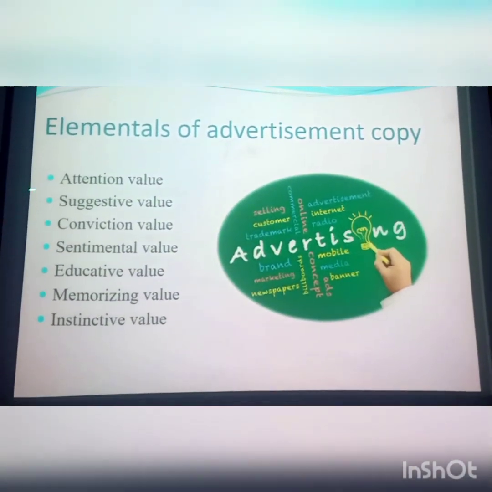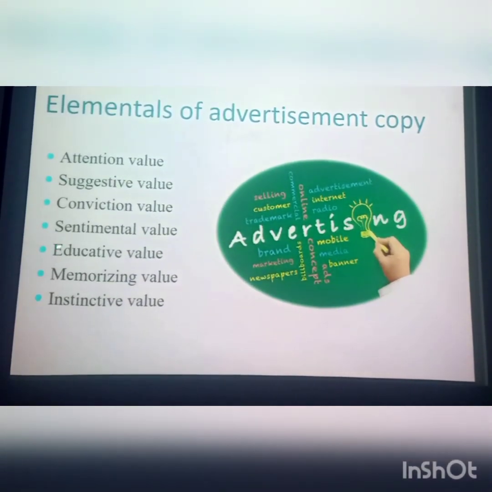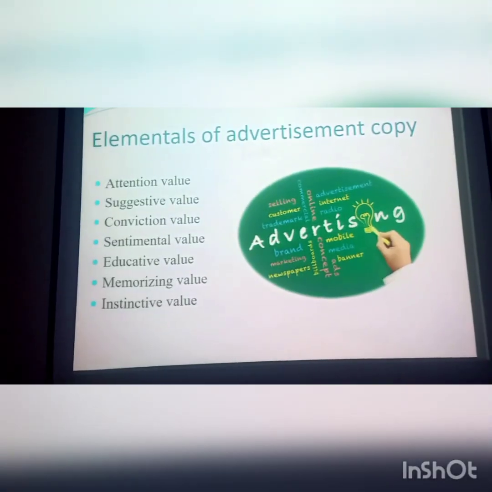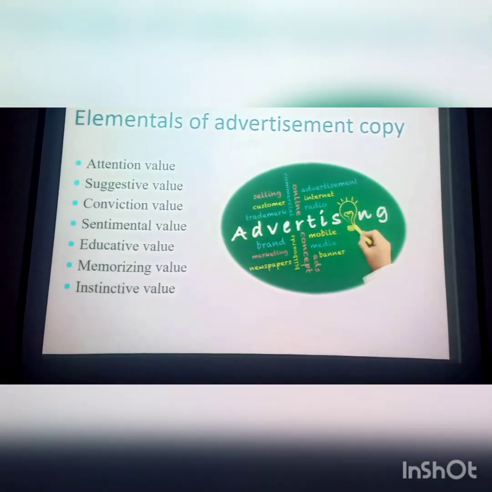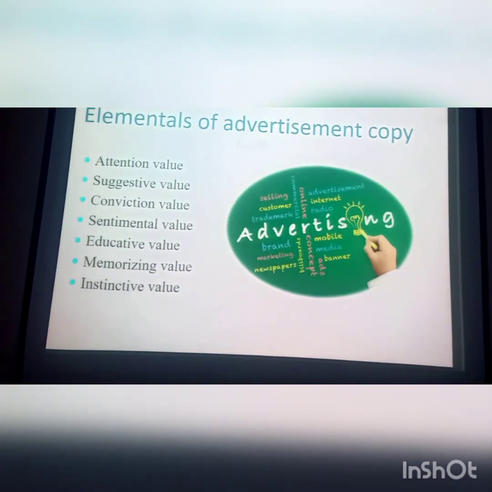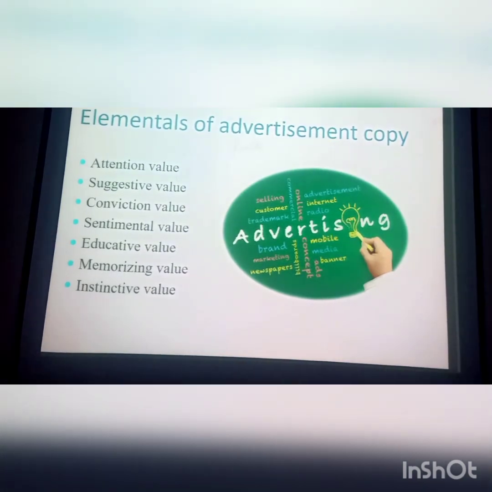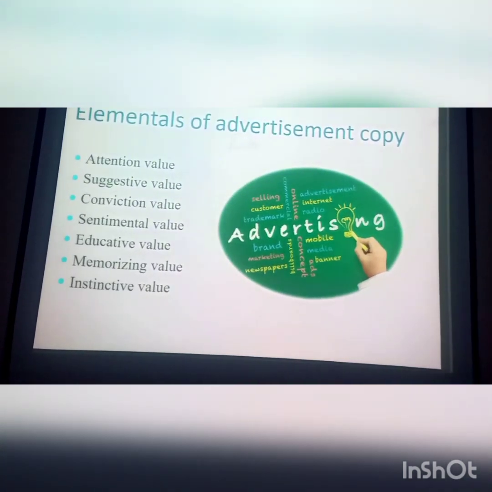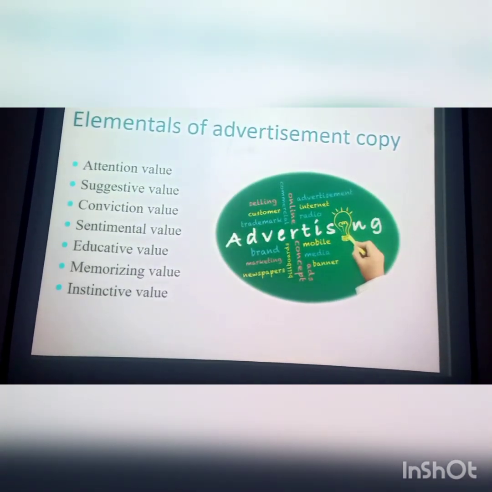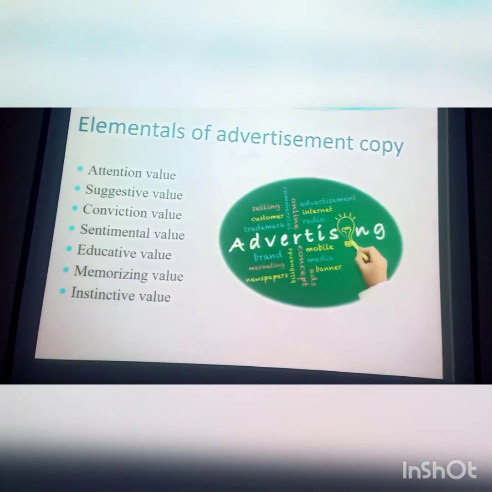Now let's learn what the elements of advertising copy are. Attention value, suggestive value, conviction value, sentimental value, educative value, memorizing value, instinctive value. Attention value. Nowadays people are really busy and don't have time to purchase. The advertiser must be able to attract customers at a glance. To make an advertisement attractive, what principles are adopted by the advertiser? The pictures or drawings should be directly related to the product, and the color combinations must be good and pleasing. It must be utterable.